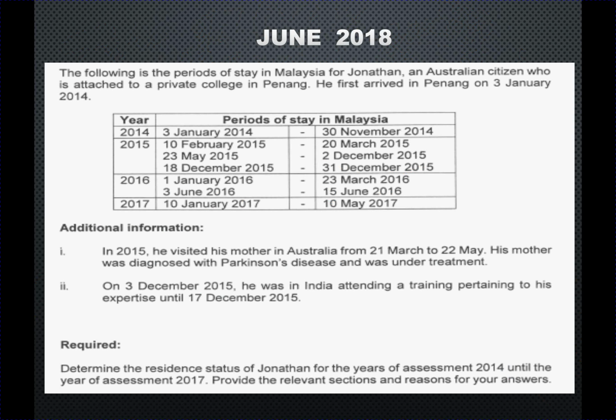Okay, so ini ialah example, and this example is actually taken daripada June 2018. Dia kata the following is the period of stay in Malaysia for Jonathan, an Australian citizen who is attached to a private college in Penang. He first arrived in Penang on 3rd January 2014. Yang ni kita nak tengok sama ada, kita baru belajar section 71A kan. Section 71A dia simple je. Tahun tu nak jadi resident mesti duduk at least berapa hari? 182 hari. Sama ada putus-putus ataupun consecutively bersambung.